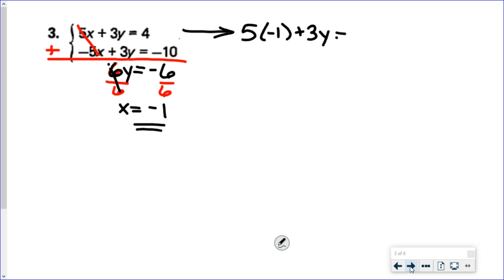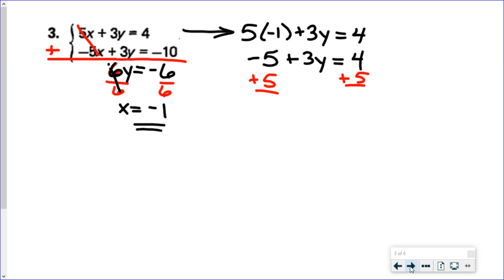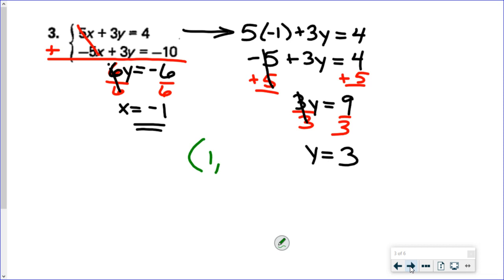And solve for whatever y is. So that gives me a negative 5 plus 3y equals 4. And now I just have to get my y by itself. Okay? So I get 3y equals 9. Divide by 3, and I get y equals 3. And the last step is obviously to put it as an ordered pair, (1, 3). Not -3, just 3. Okay, so take that in.